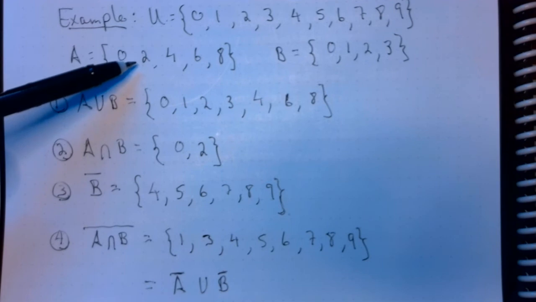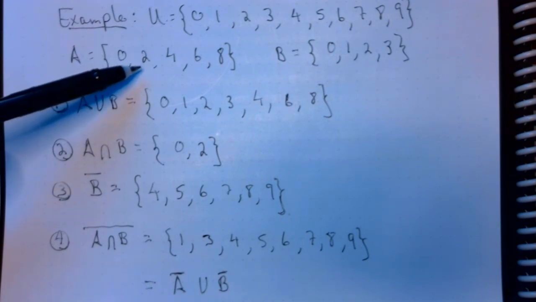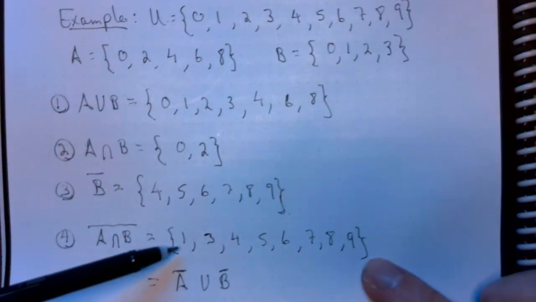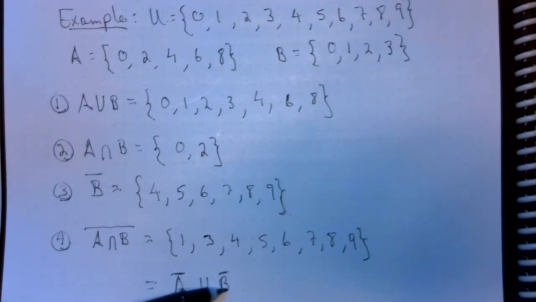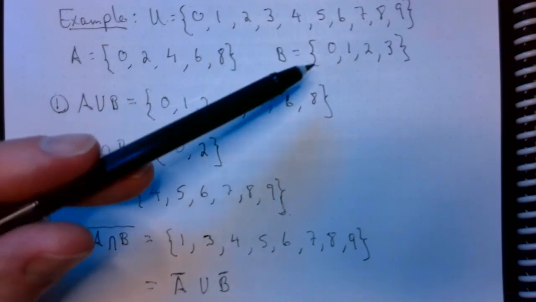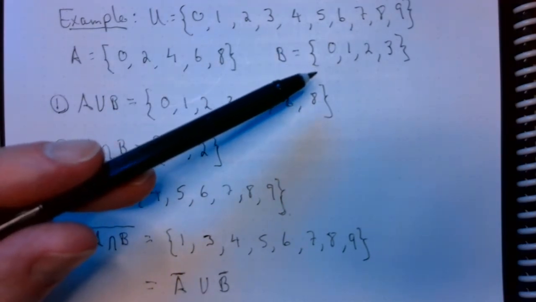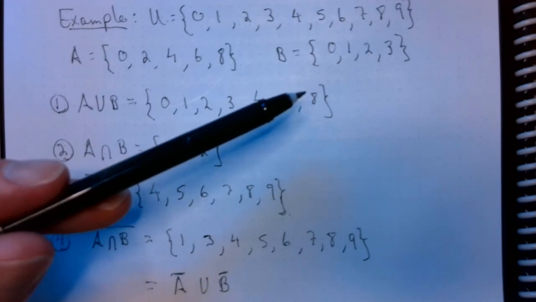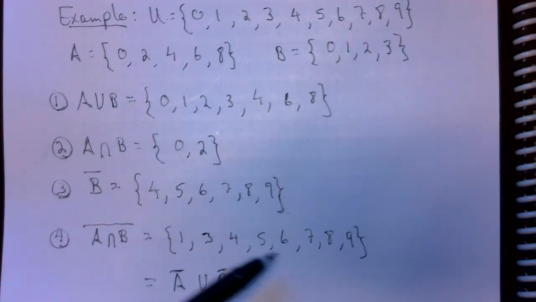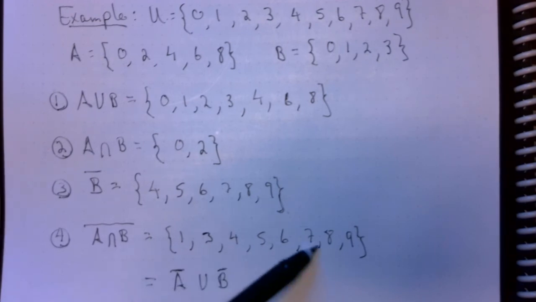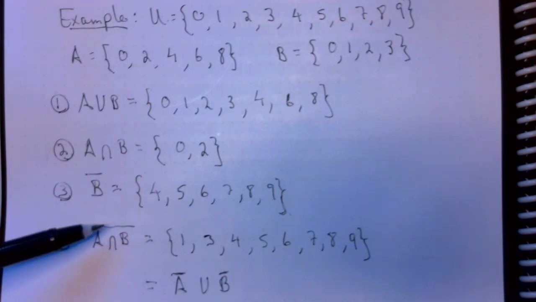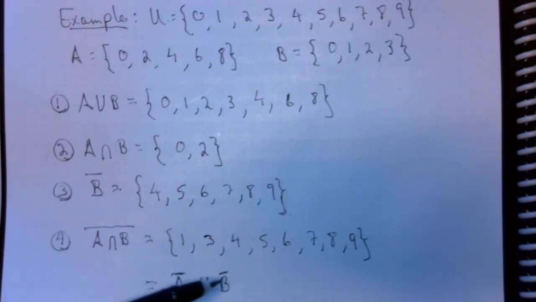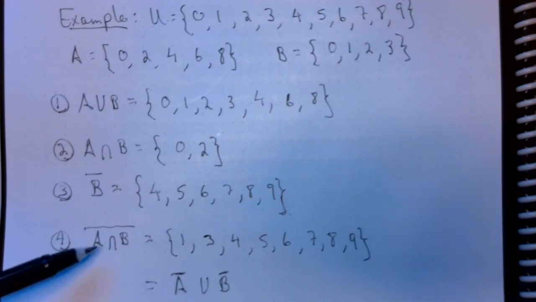A is the evens, so A complement would be the odds, 1, 3, 5, 7, 9. Now notice this is bigger than just A complement. I need to take A complement together with B complement. B is over here. B complement would be 4, 5, 6, 7, 8, 9. If I were to union 1, 3, 5, 7, and 9 with 4, 5, 6, 7, 8, 9, this is the set I would get right here. So notice the complement doesn't exactly distribute over each of the parts.